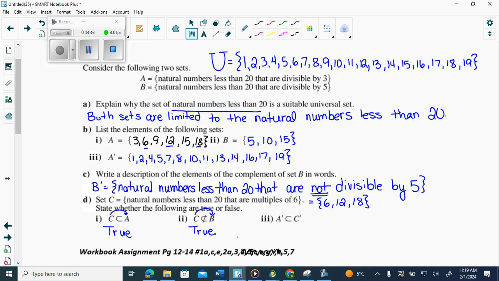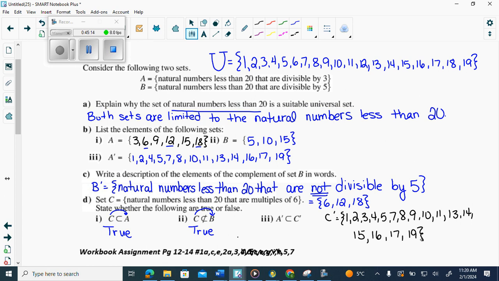Now the complement of A is a subset of the complement of C. Well, I'm going to draw the complement of C because I haven't written it out yet. It's everything but 6, 12, and 18. I know it takes time. I'm still doing it. 1, 2, 3, 4, 5, not 6, 7, 8, 9, 10, 11, not 12, 13, 14, 15, 16, 17, and 19.